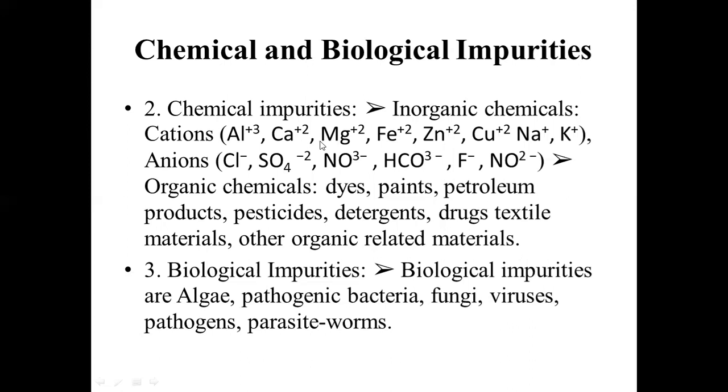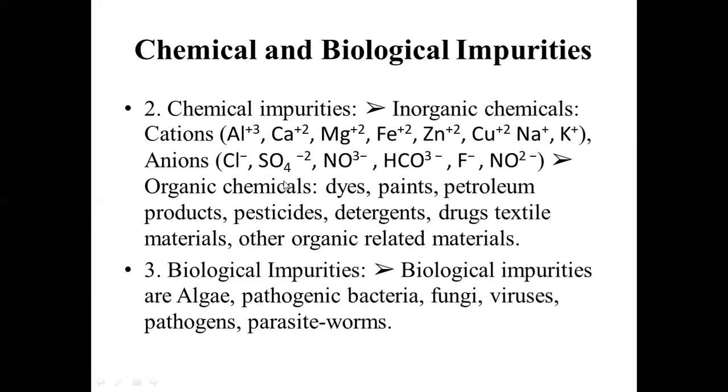Chemical impurities are all chemical agents that are responsible for different kinds of salts and different kinds of pesticides, organic dyes, paints, petroleum products. Here, these are inorganic chemicals: aluminum, calcium, magnesium, very important. These are all inorganic, and now organic chemicals are also present, which are part of chemical impurities.